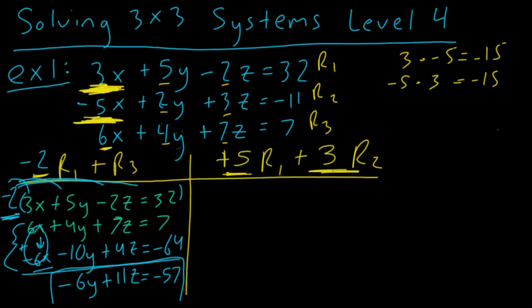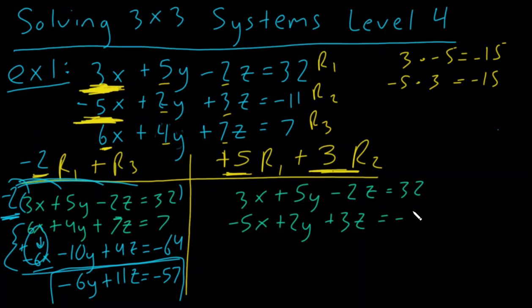So what's this going to look like? Let's write out row 1. We have 3x plus 5y minus 2z is equal to 32. And below it for row 2, we have negative 5x plus 2y plus 3z is equal to negative 11. What we're going to do is multiply them by these numbers we chose. So I'm going to multiply row 1 by 5 and multiply row 2 by 3.